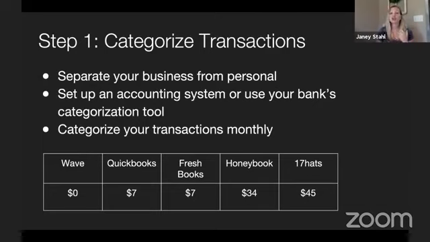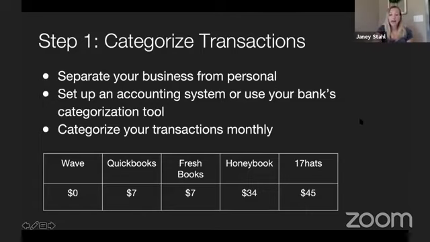So you'll want to make sure that you're tracking those expenses so that you can deduct those from your annual tax return. So separate your business spending from personal spending, set up an accounting system or start to use your bank's tool. And then you just need to start going in and categorizing your transactions.